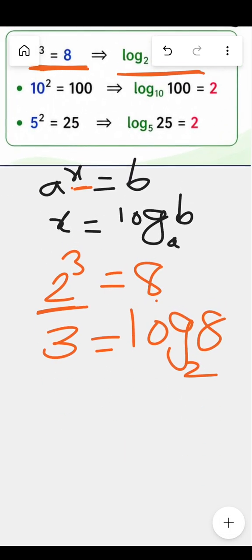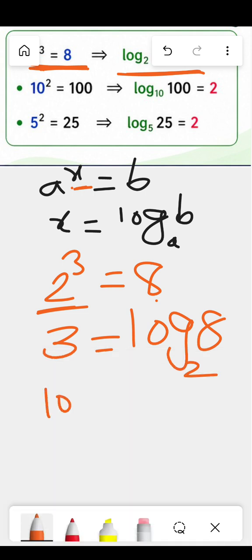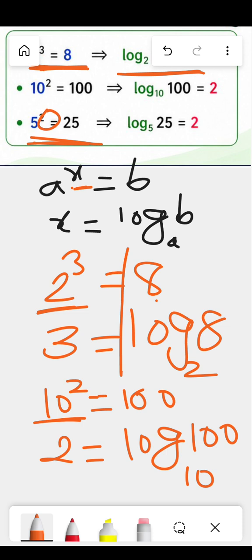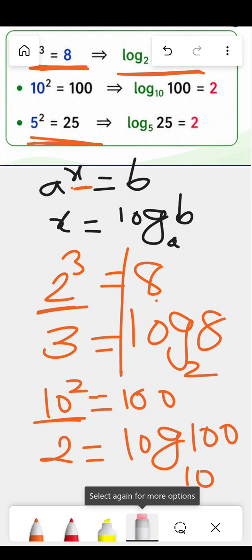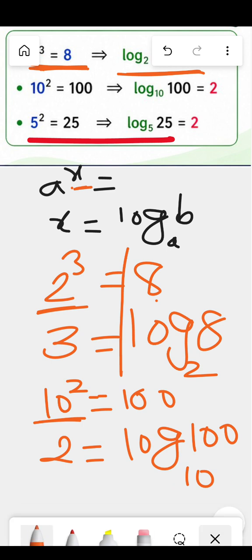The second one: 10 power 2 is equal to 100. Then 2 is equal to log 100, and the base is 10, so log 100 base 10. Similarly, we have 5 square is equal to 25, then 2 is equal to log 25 base 5. So this is the conversion of exponent form to logarithmic form and logarithmic form to exponent form.